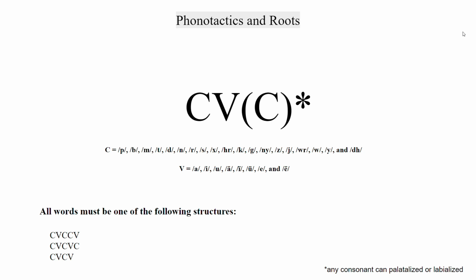Arjan is pretty strict with the way that words can be made. As you can see here, all words must be either consonant vowel consonant, consonant vowel consonant vowel consonant, or consonant vowel consonant vowel consonant vowel consonant.